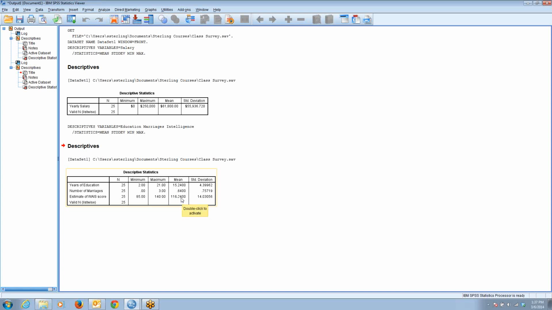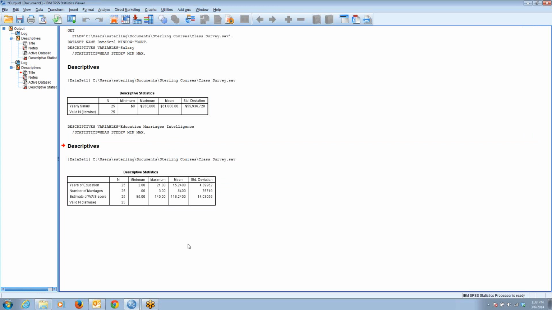So what this means is that our sample is 1 standard deviation smarter than the average population, which kind of makes sense because, you know, these are graduate students and they're probably hanging out with other smart people.